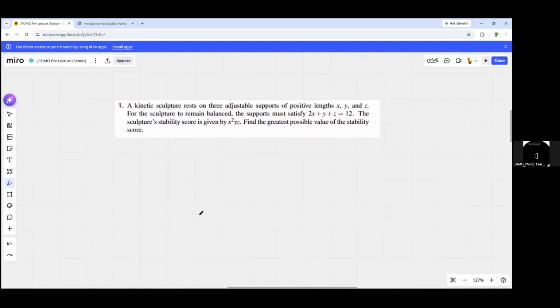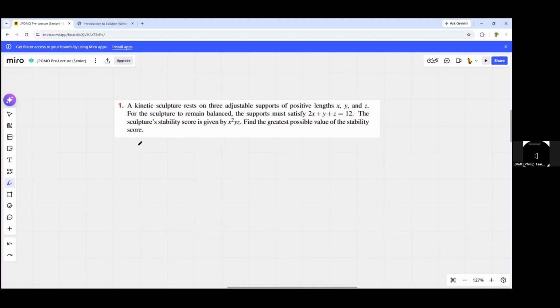So problem number one. A kinetic sculpture rests on three adjustable supports of positive lengths x, y, and z. For the sculpture to remain balanced, the supports must satisfy 2x plus y plus z equals 4. The sculpture stability score is given by x squared yz. Find the greatest possible value of the stability score.